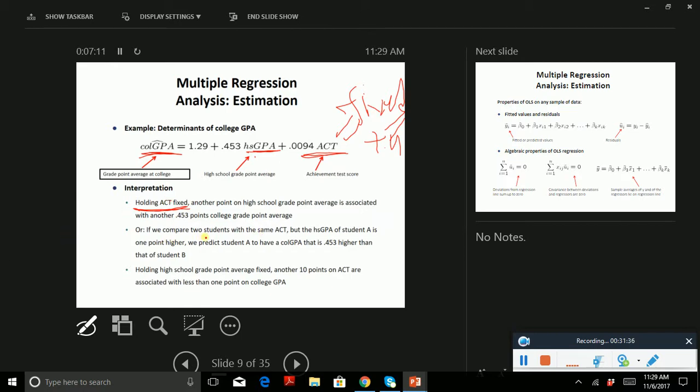Or if we compare two students with the same ACT, but the high school GPA of student A is 1 point higher, we predict student A to have a college GPA that is 0.543 higher than that of student B. Okay, this is important.